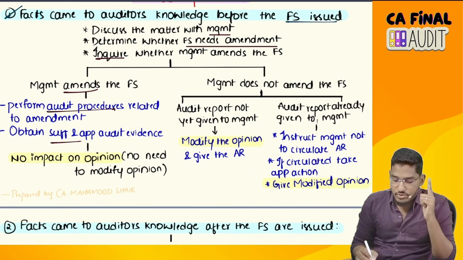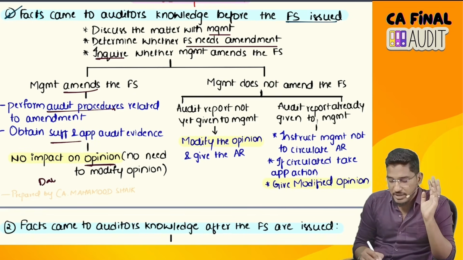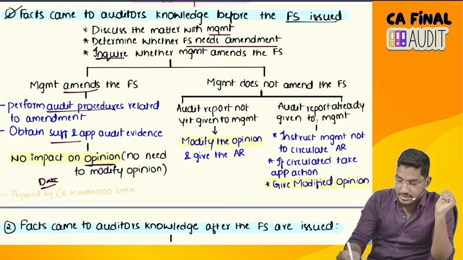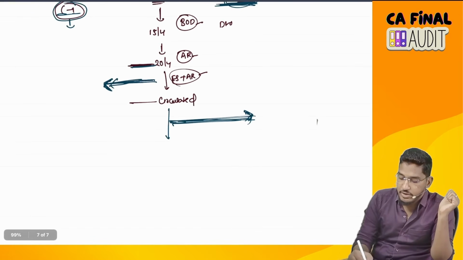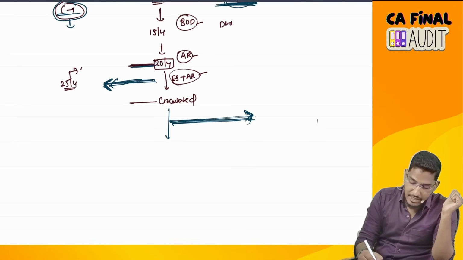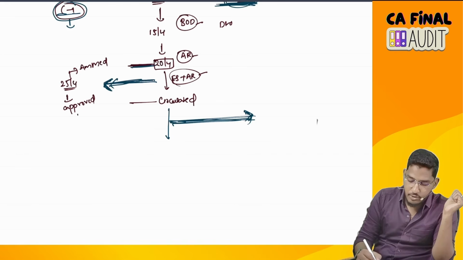What is that change? You have to change the date. No impact on the opinion, but you will be required to change the date. Why? Because you have already given the audit report. Say, for example, you have already given the audit report on 20th of April. Now, say on 25th of April, management amended the financial statements. Now, these amended financial statements will be approved once again. Say, for example, they are approved on 26th of April.